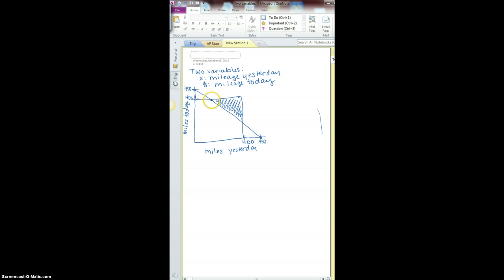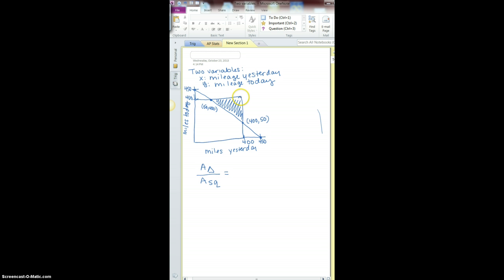So this point is the point (50, 400), and this point is the point (400, 50), because once she goes 450 miles, she runs out of gas. So what we're going to need to do is figure out the area of the triangle and divide by the area of the square, and that will be our probability.